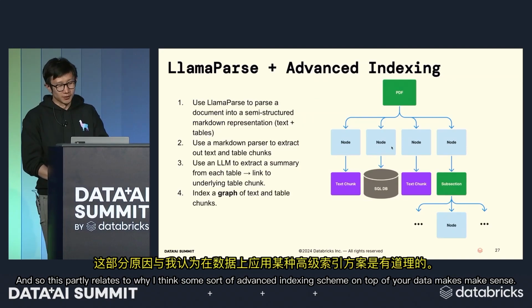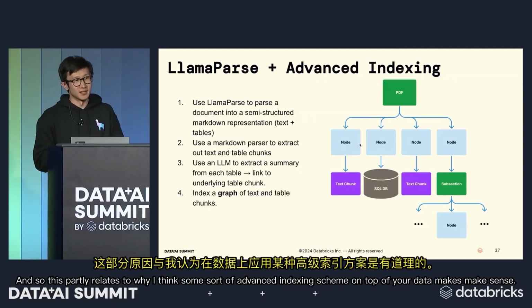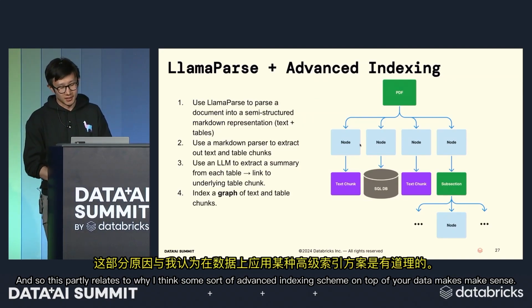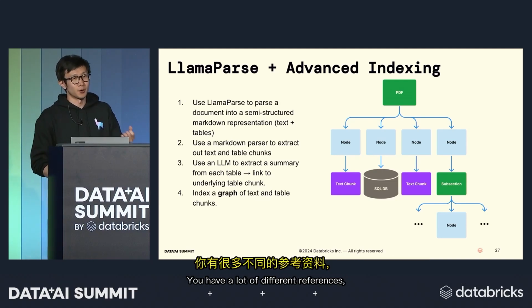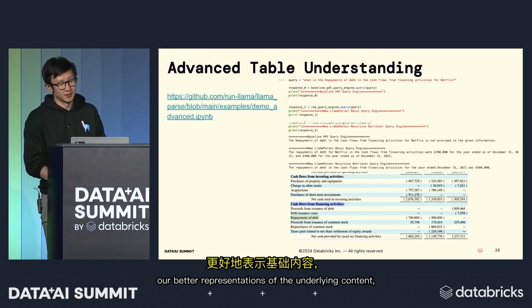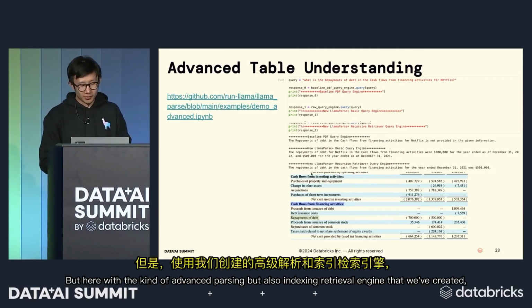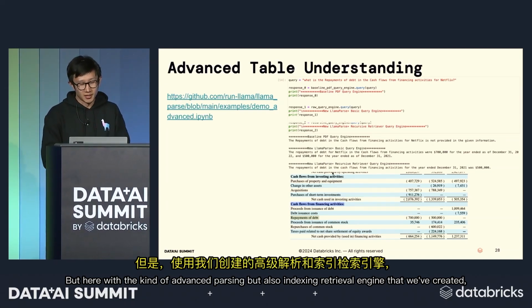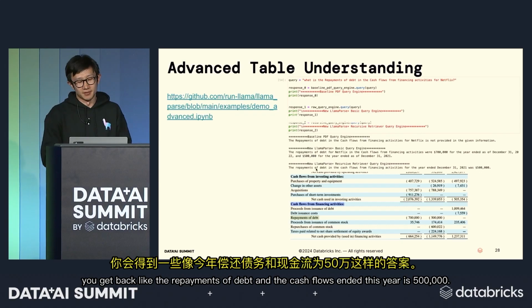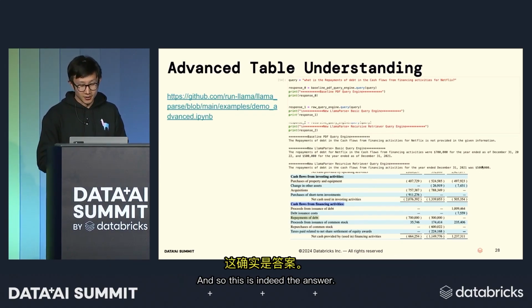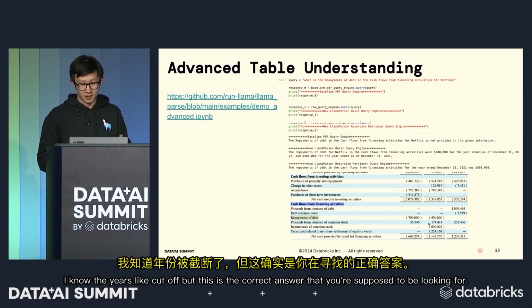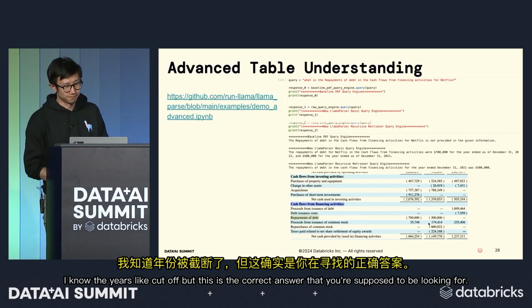And so this partly relates to why I think some sort of advanced indexing scheme on top of your data makes sense. You have a lot of different references that are better representations of the underlying content than just embedding the raw text. But here, with the advanced parsing, but also the indexing and retrieval engine that we've created, you get back the repayments of debt and the cash flows ended this year is 500,000, right? And so this is indeed the answer. I know the year is cut off, but this is the correct answer that you're supposed to be looking for.